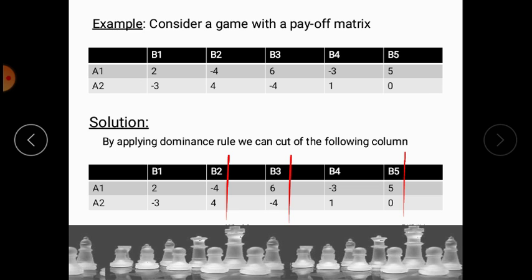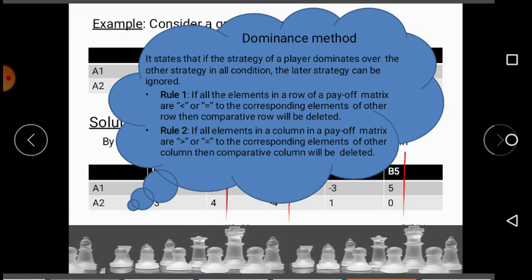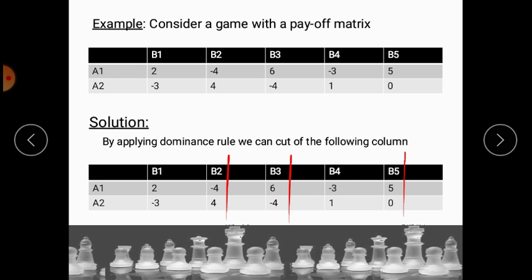And rule number 2 says if all the elements in a column in a payoff matrix are greater than or equal to the corresponding elements, then the column will be deleted. Here you can see 4 is the maximum value in that particular column, so this column will be deleted, and so on. Minus 4 is the minimum value in this row, and 6 is the maximum value in this column, so this will be deleted.